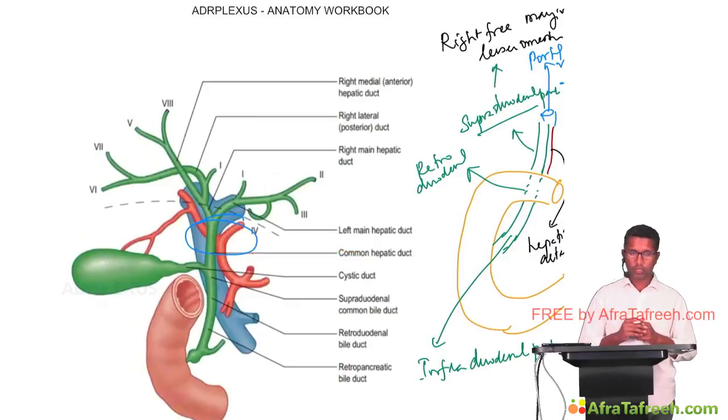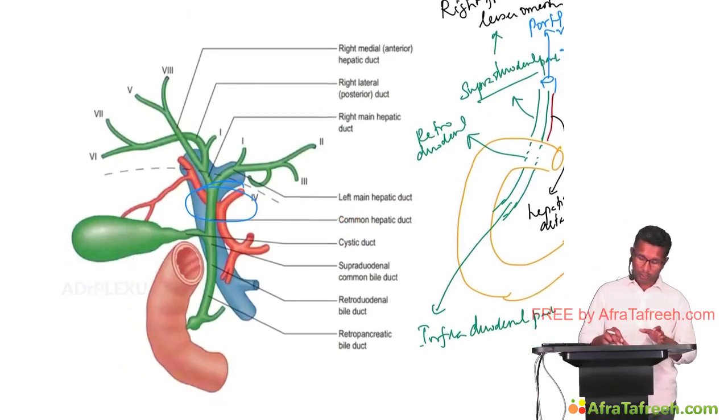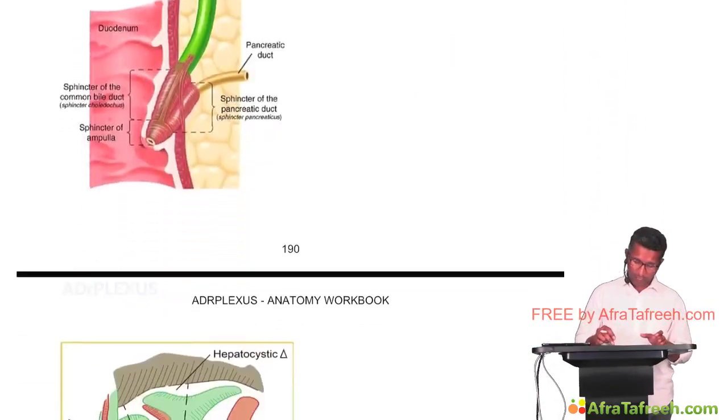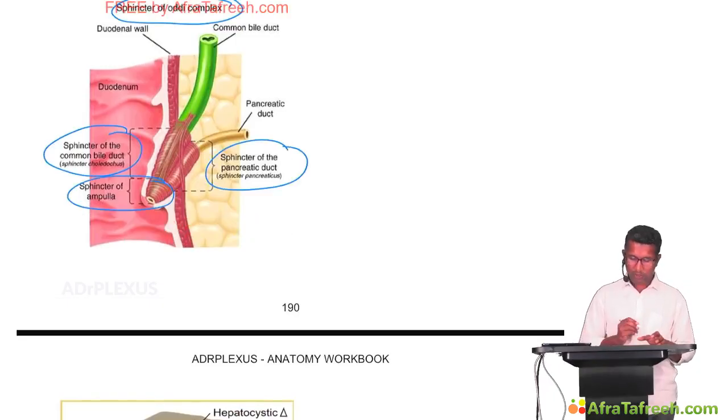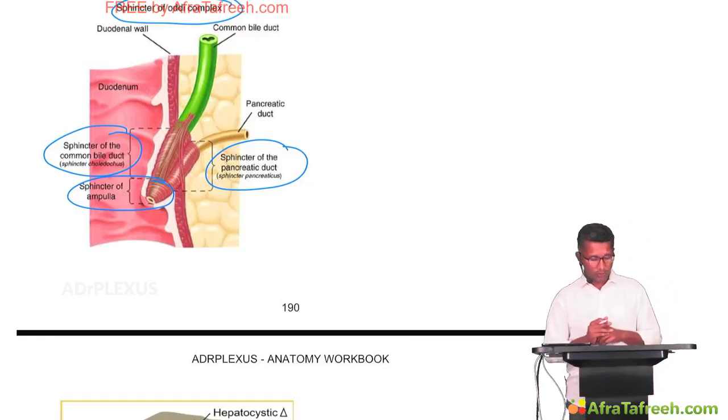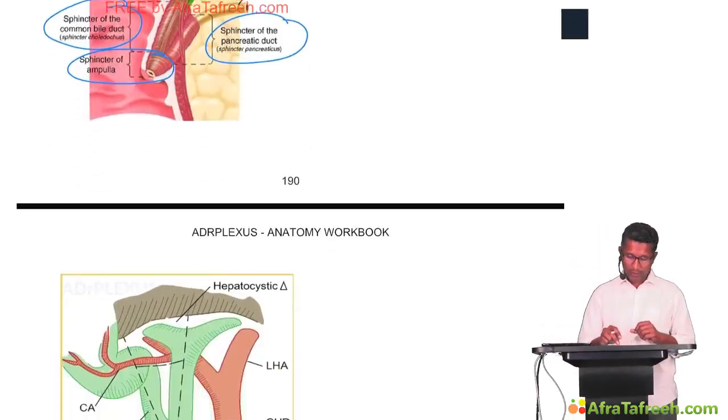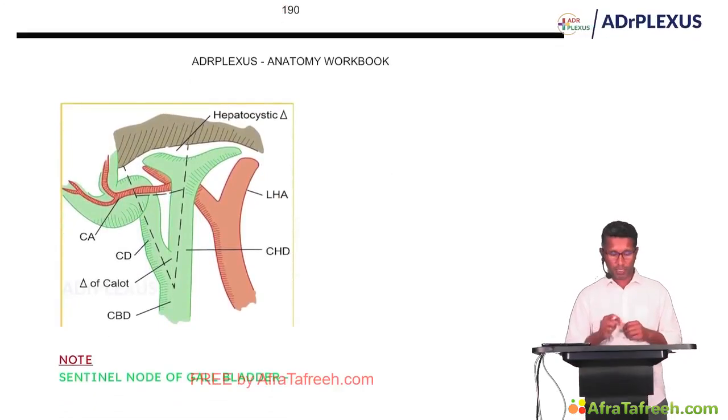Okay, so this is about the cystic duct and where it drains into. If you take the gallbladder, these are all the sphincters we saw. So this is the sphincter of the Oddi complex. We saw the sphincter choledochus, the sphincter pancreaticus, and the sphincter of Oddi here. So we have discussed all those things. Next are certain applied aspects.